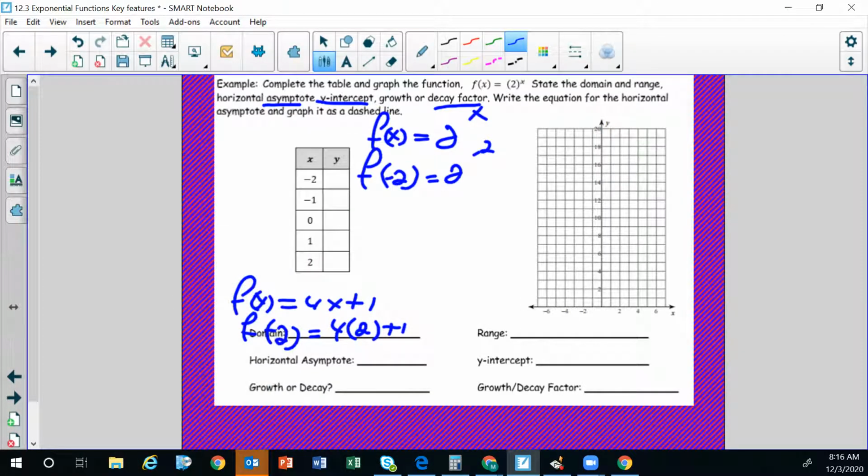So that's going to be 1/4. Now try negative 1. I'll show you a trick how to figure this out in a second when you don't have a calculator. Okay, so negative 1 is what? 1/2.